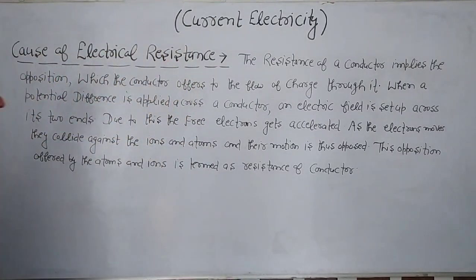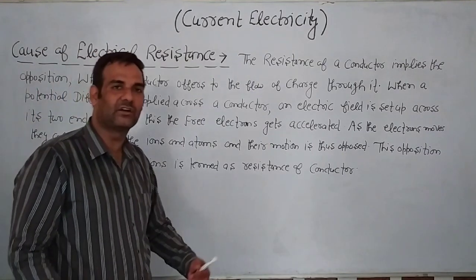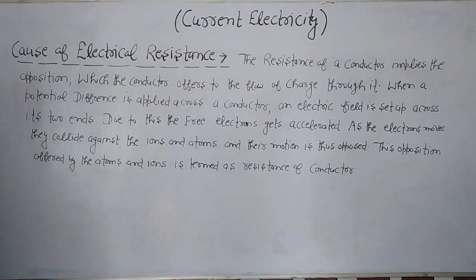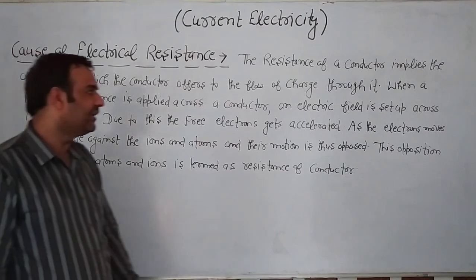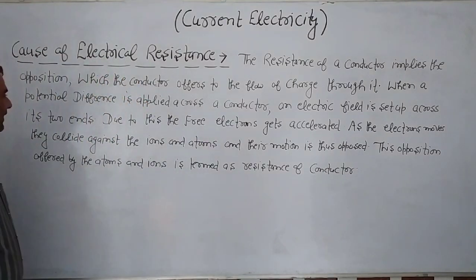Let's see. Resistance of a conductor implies the opposition which the conductor offers to the flow of charge through it. When a potential difference is applied across a conductor, potential difference कैसे अप्लाई होगा बेटा? जब भी हम उस कंडक्टर को सेल या बैटरी से कनेक्ट कर देंगे. When potential difference is applied across a conductor, an electric field is set up across the two ends. Due to this, the free electrons get excited. As the electrons move, they collide against the ions and atoms, and their motion is thus opposed. This opposition offered by the atoms and ions is termed as resistance of the conductor.